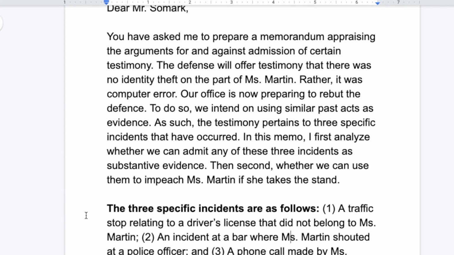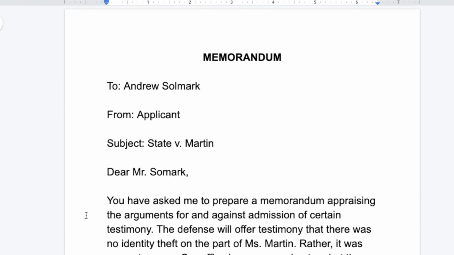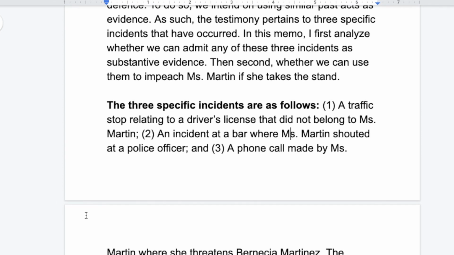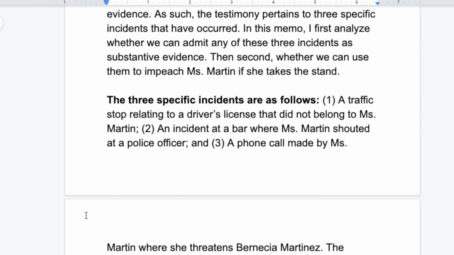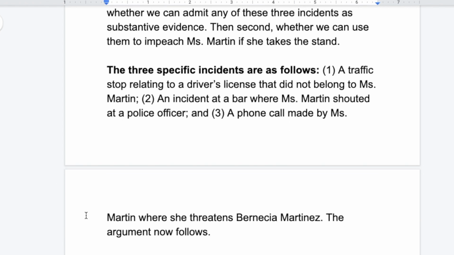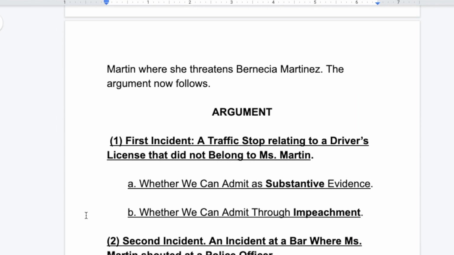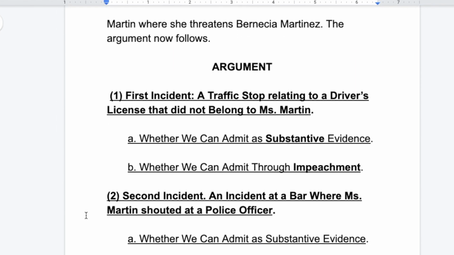So what I did here, I like to write, of course, the caption, memorandum, and then within that introductory paragraph, I do write the major issues, and that's what you see here. Issue 1, traffic stop. And just from a bird's eye view, this is what the skeleton outline will look like.